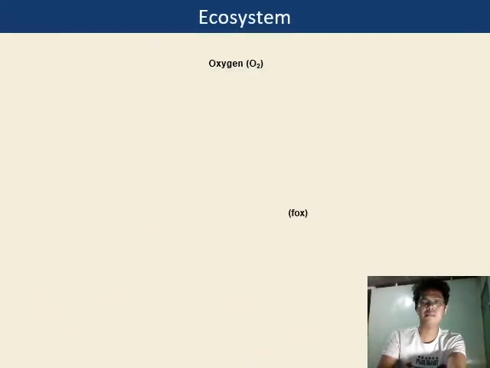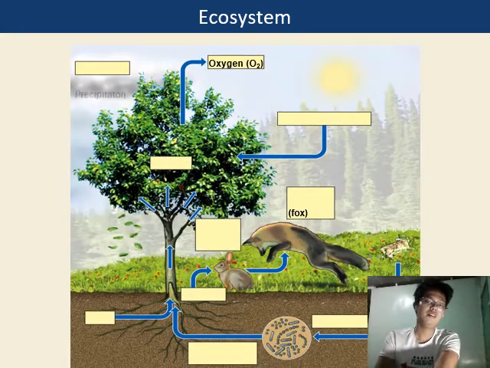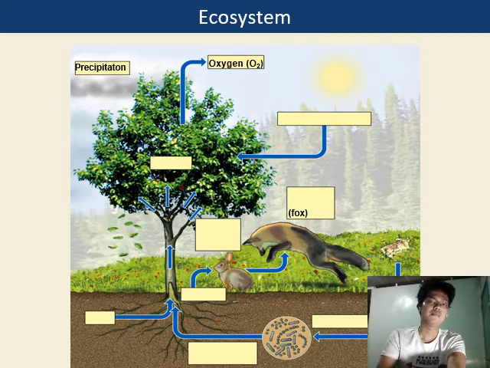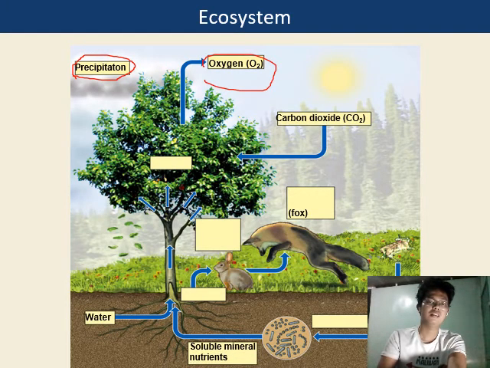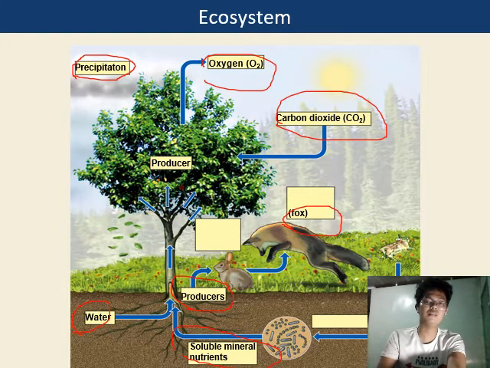Now this one is a typical illustration of a certain ecosystem. So first, these are the abiotic factors, precipitation, even oxygen. Then we have water, soluble minerals, and then carbon dioxide. And then we have the producer as the biotic, and this fox, the organism, and the rabbit. So these are the biotic factors rather. This one, the decayed matter. So these are the biotic factors.